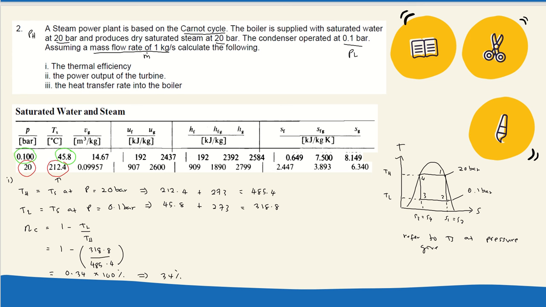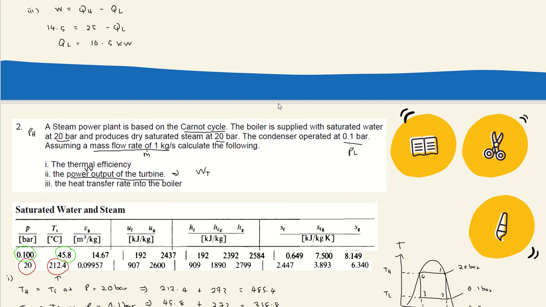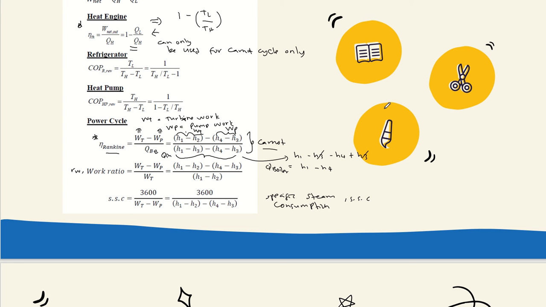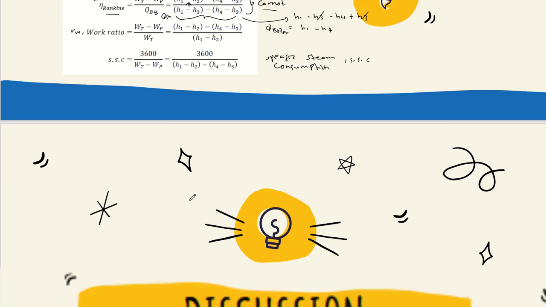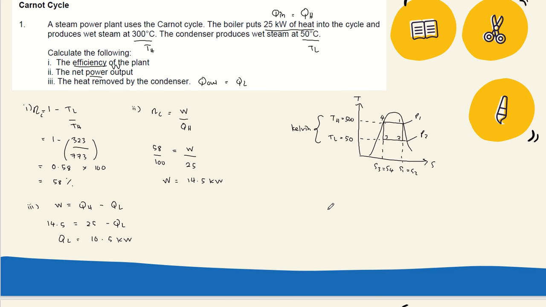Then for question number 2, ask about power output of the turbine. Power is work. So this question means WT. If you forget the formula, you can refer to the formula sheet here. So from this formula sheet, WT or turbine work is H1 minus H2. So what we need to do is find H1 and H2.